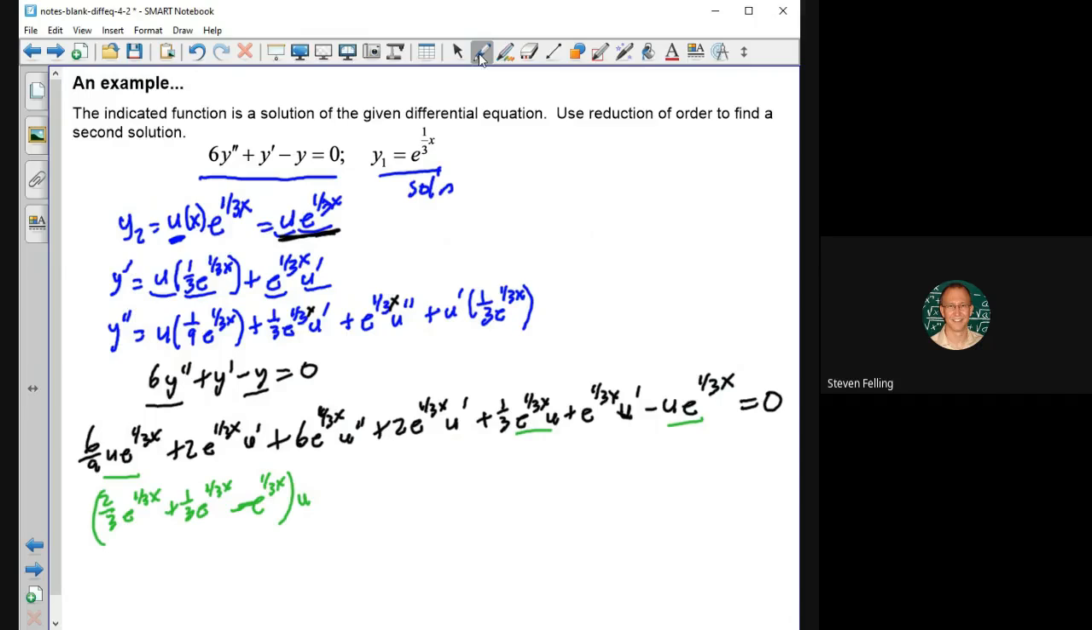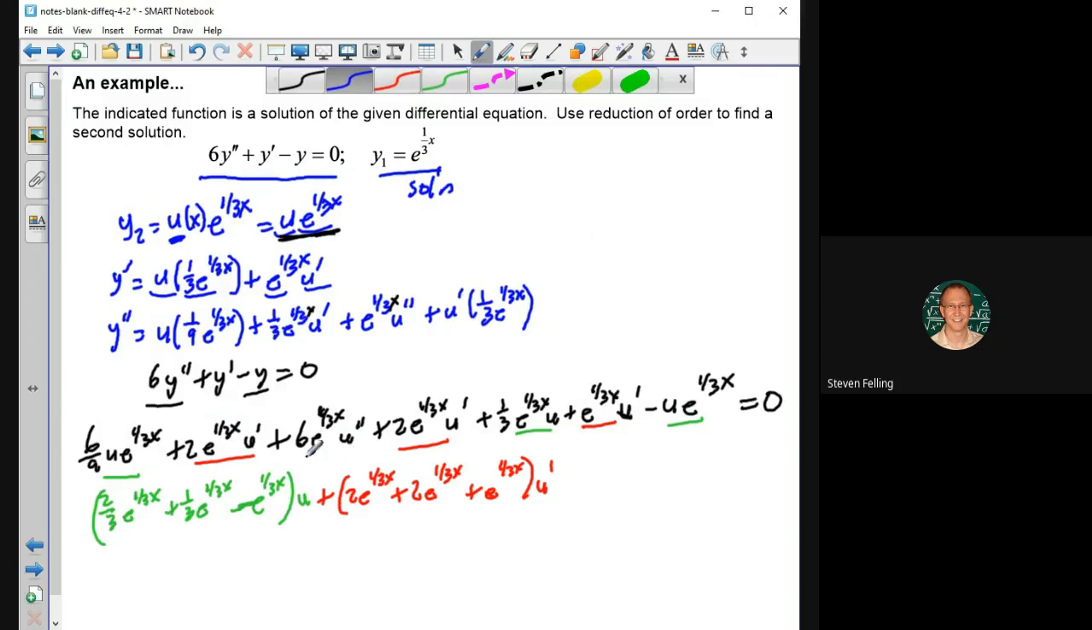And then let's take all the terms that are u prime. So I have u prime there, and a u prime there, and a u prime there. So that means I'm going to have 2 e to the 1/3 x. And then from this one, I have plus 2 more e to the 1/3 x's. And this term here, I have plus e to the 1/3 x, right? And that's times u prime. And then I've also got terms that have u double prime in it. That's just this one term. So I have plus 6 e to the 1/3 x u double prime equals 0.